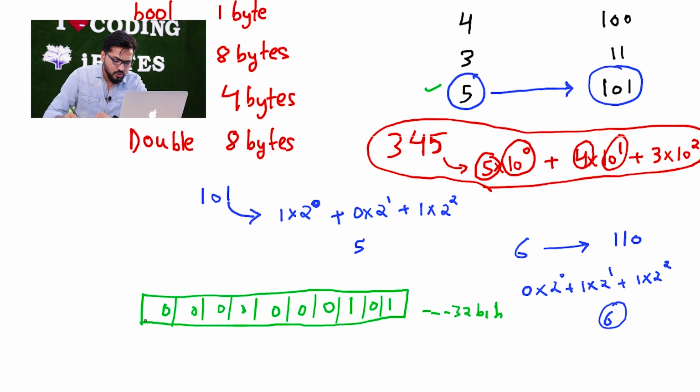Assume that these are 32 boxes that I have made, so in total there are going to be 32 bits. So 101 and all the ones before it are going to be zeros. This is how these are stored in memory, right?